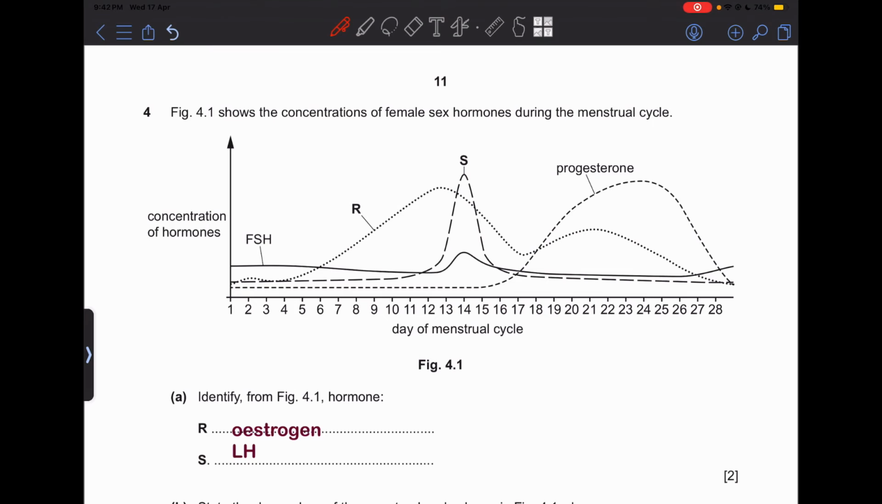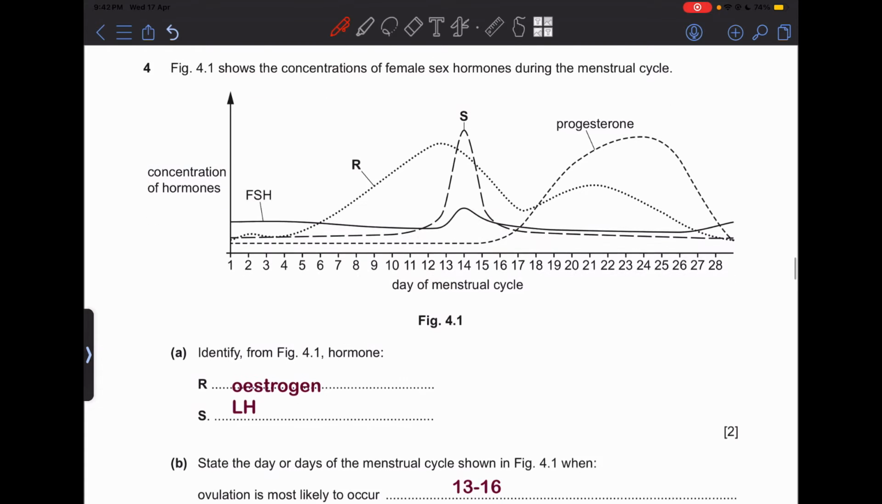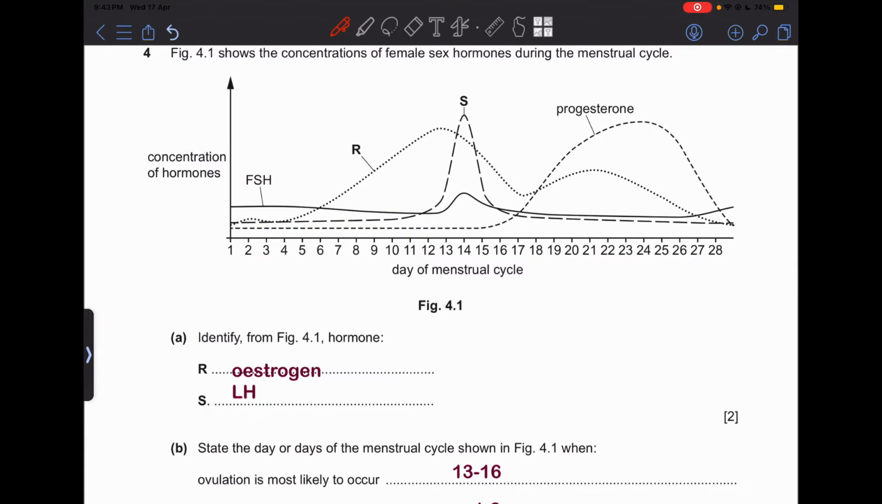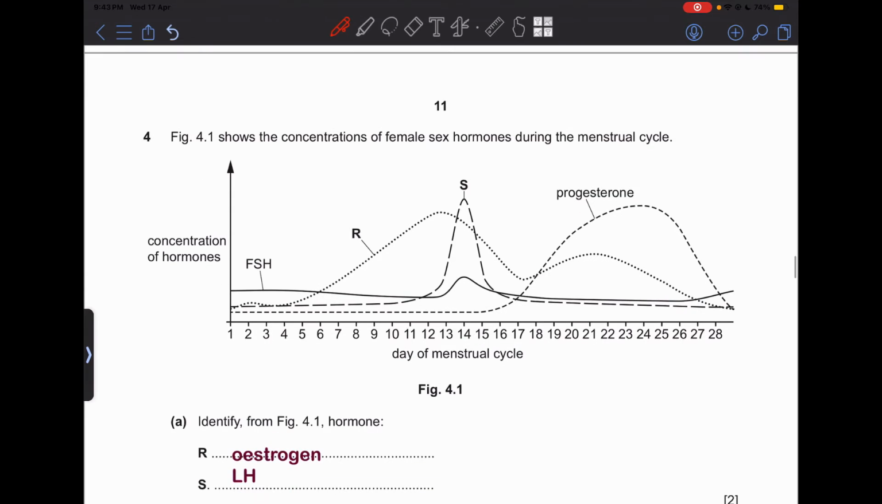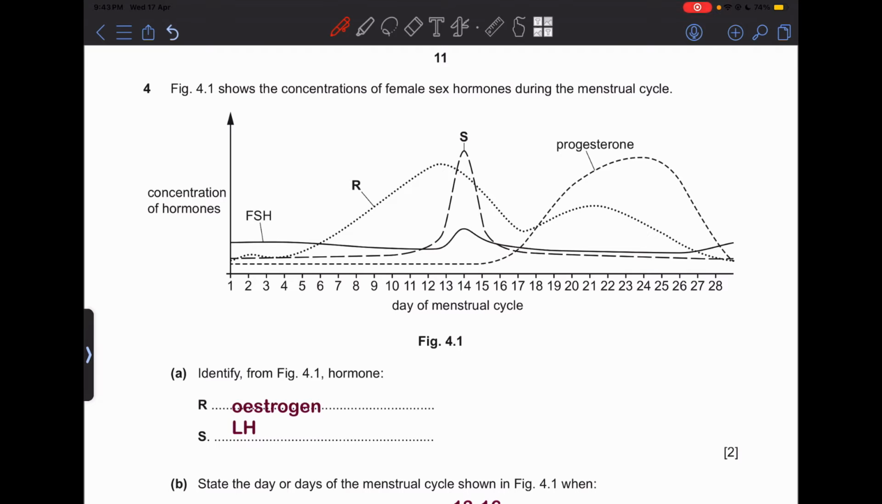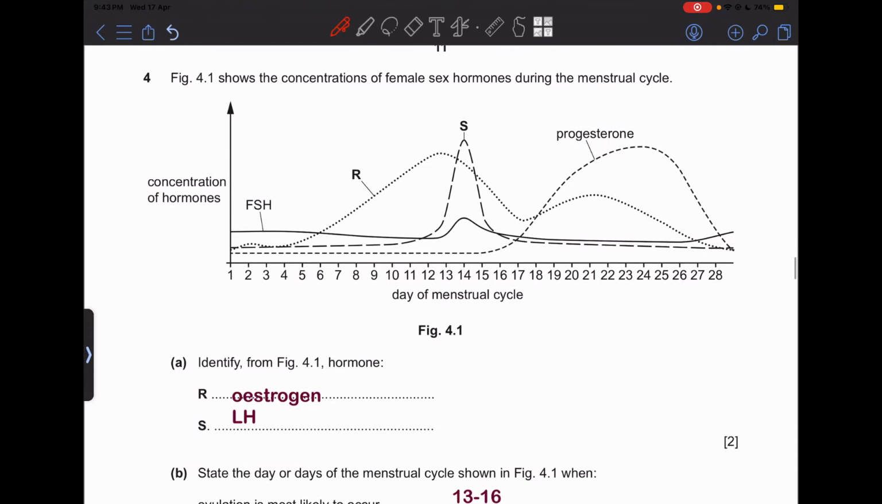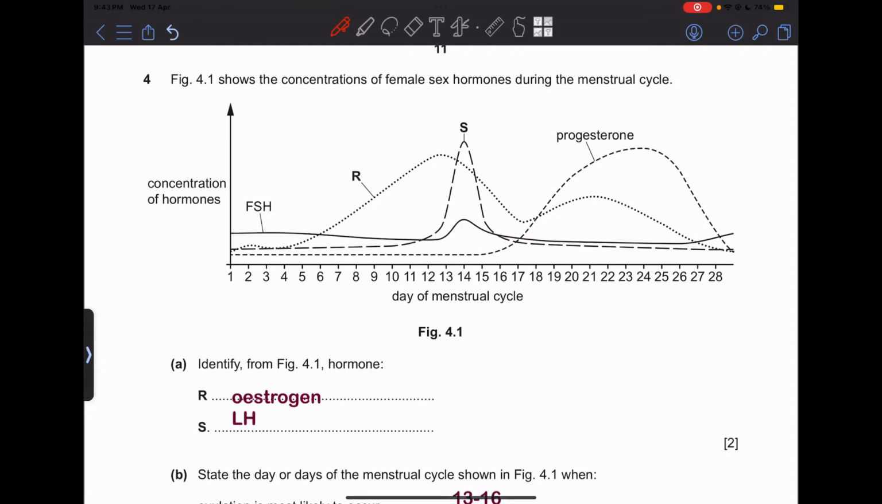4 says figure 4.1 shows the concentrations of female sex hormones during the menstrual cycle. A says identify from figure 4.1 hormone R. Hormone R over here is actually estrogen, and S is the LH hormone. So if you have an idea of how the menstrual cycle diagram looks like, then you will know, if it looks like that, then it's the progesterone, for example. If it looks like S over here, this is the LH. So you should know if you understand that diagram.